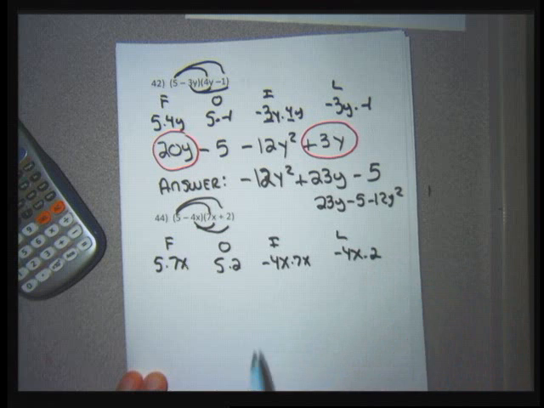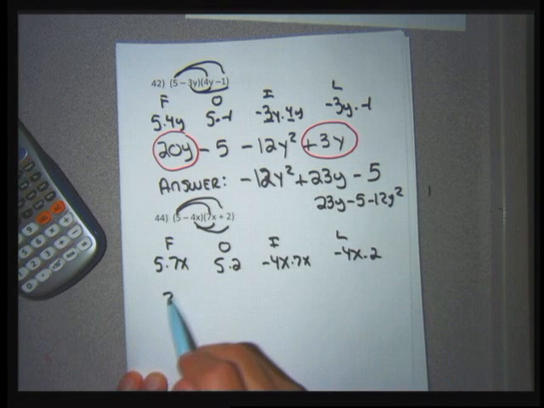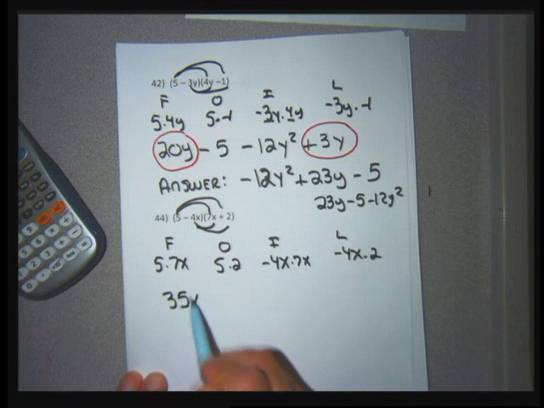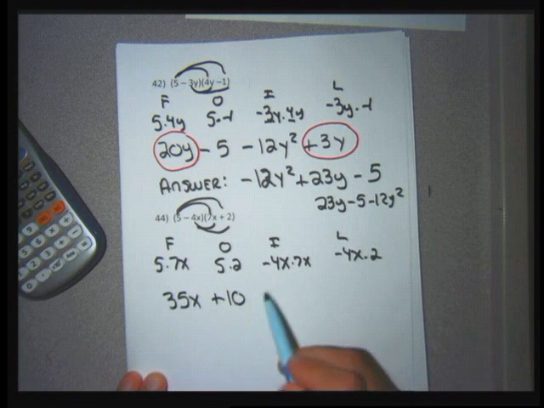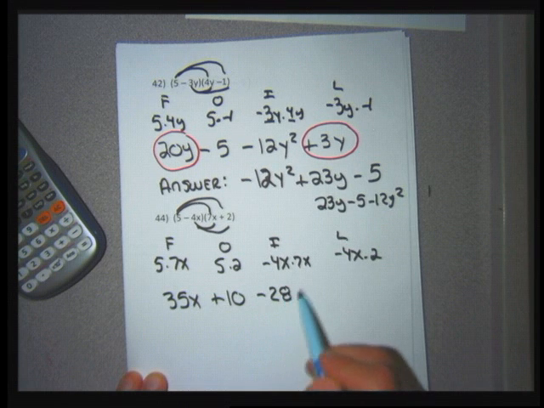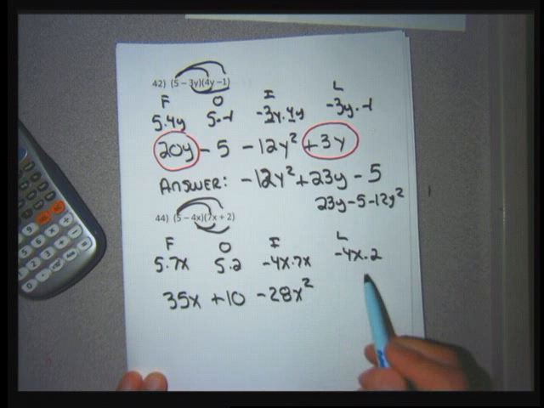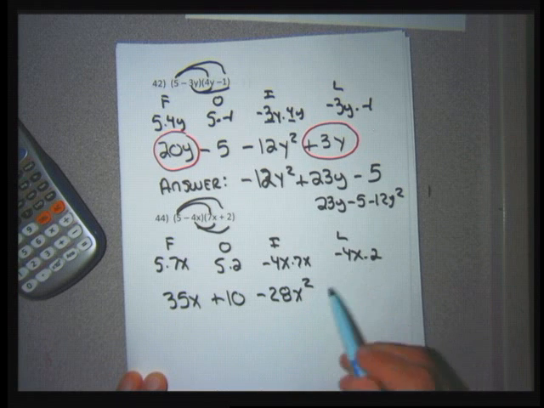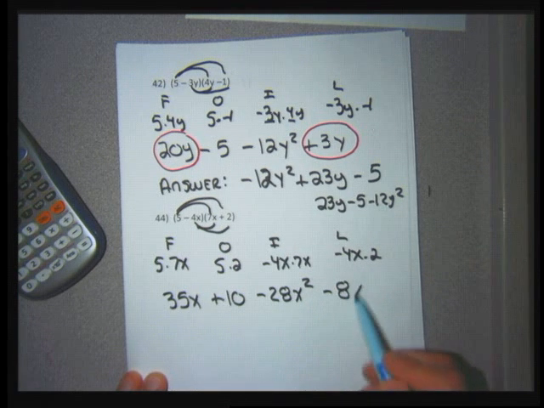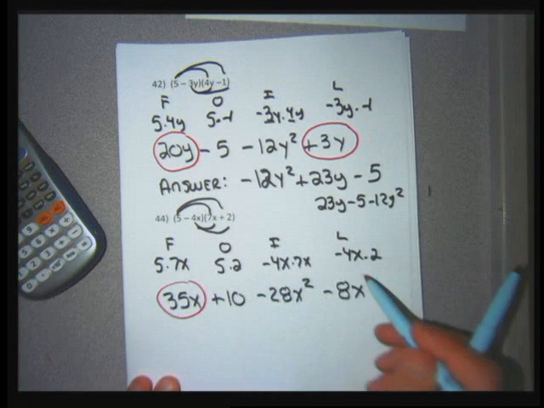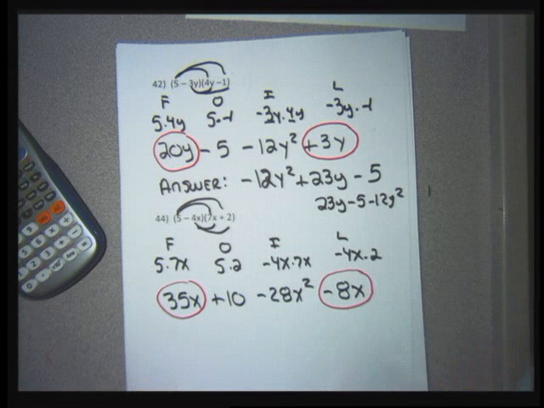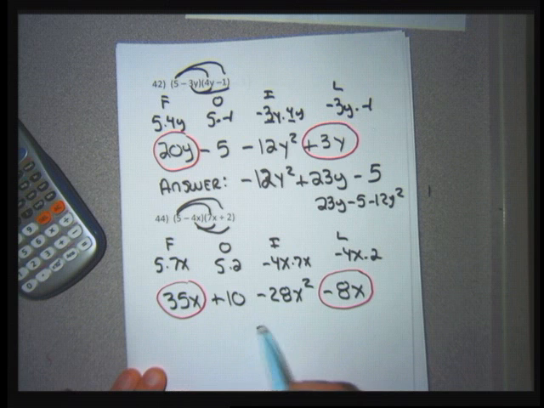For the first, I go 5 times 7 and leave the x, get a 35x. Outers, 5 times 2 gives me a positive 10. Inners, negative 4 times 7 is negative 28. X times x gives me an x squared. Lasts, negative 4 times 2 is negative 8. And I pick up the x. Again, the things that can be combined here are 35x minus 8x. And 35 minus 8 gives me a 27x.